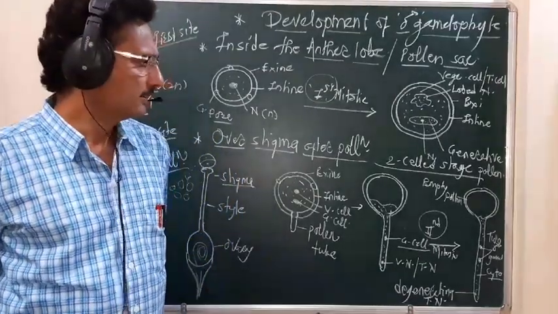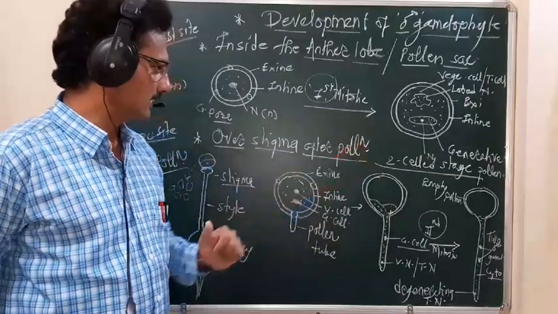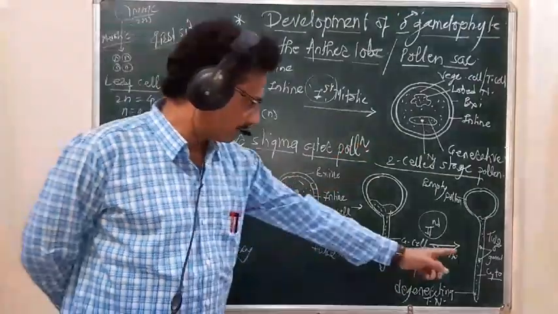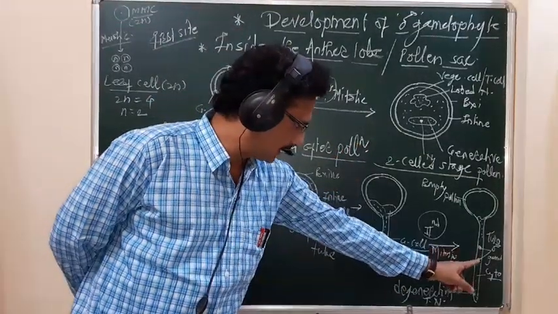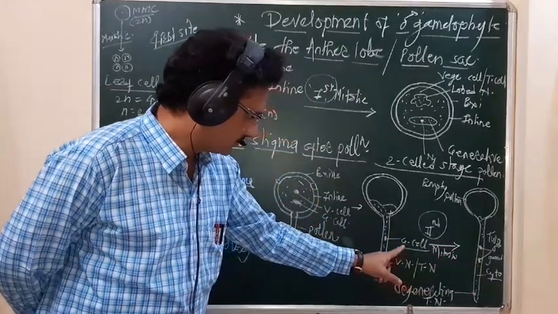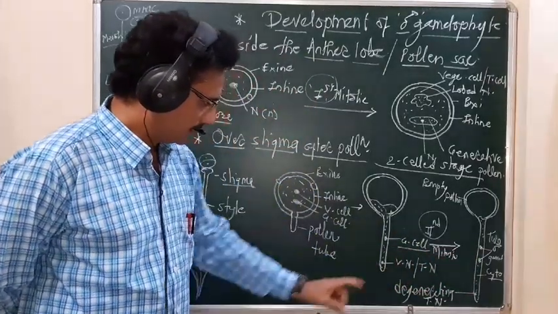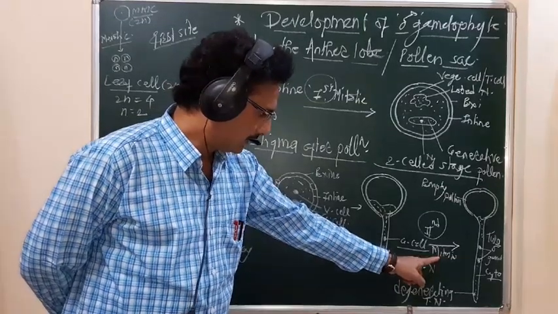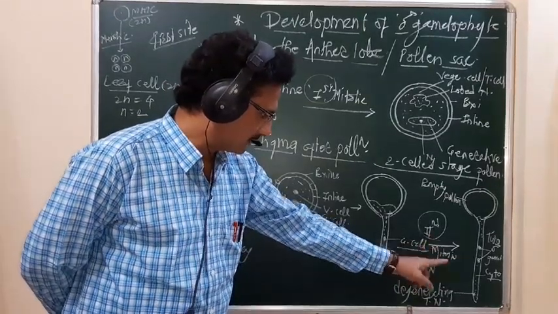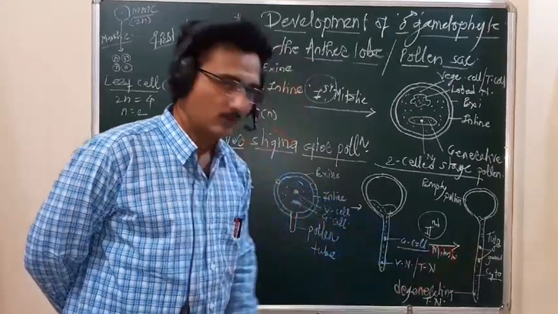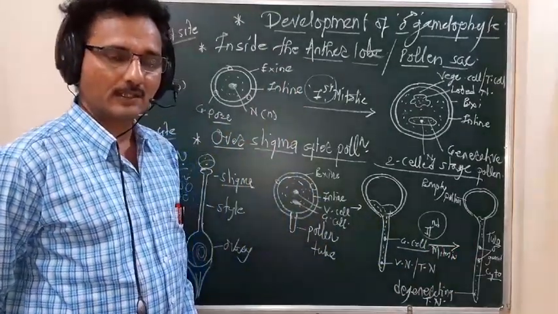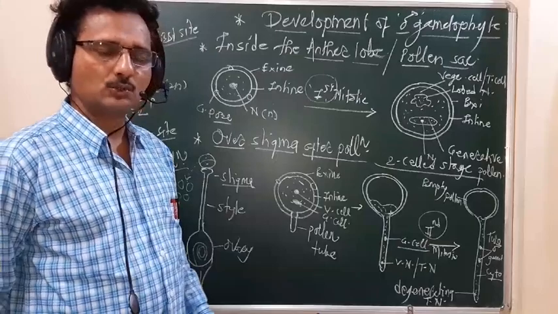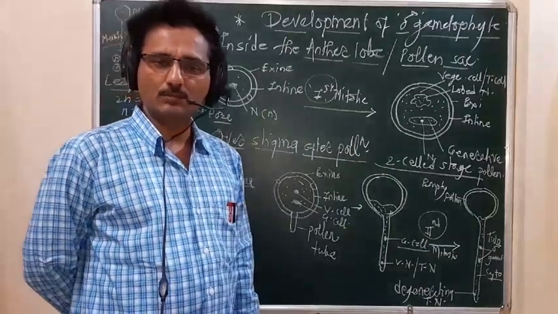See student, towards this diagram, which cell takes part in the formation of these 2 male gametes? See towards this generative cell. Okay, generative cell divides through mitotic division, and because of this second mitotic division there is a formation of 2 male gametes.